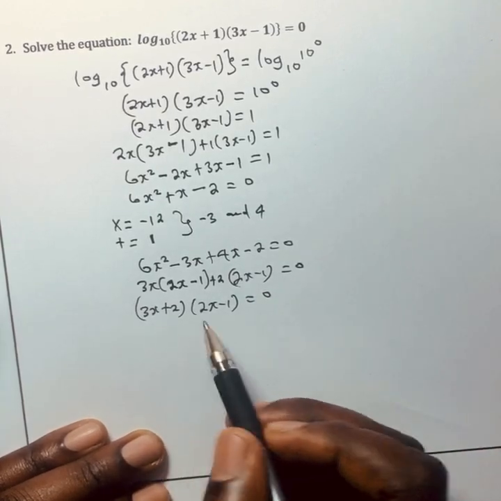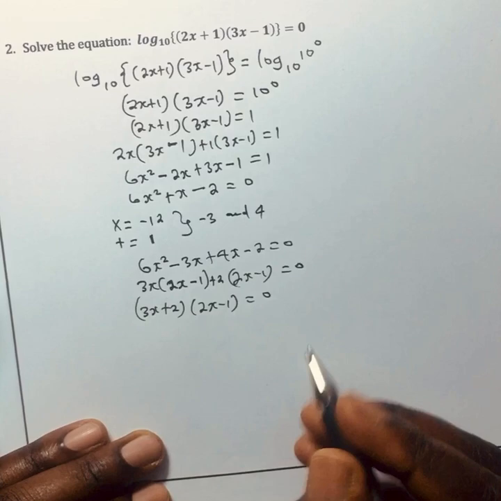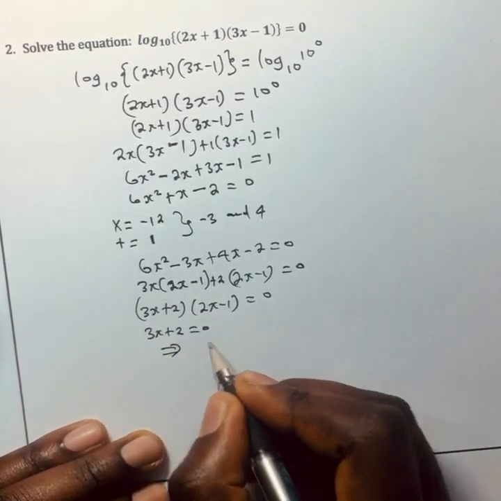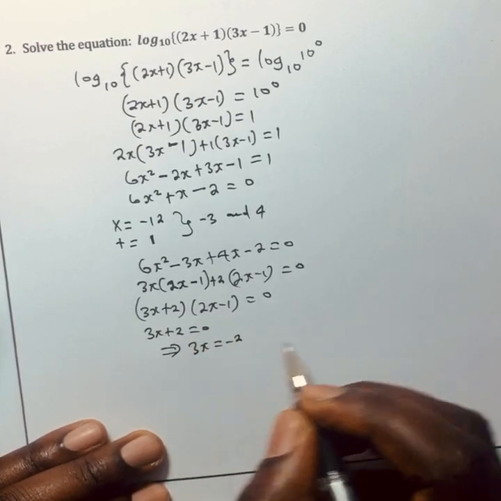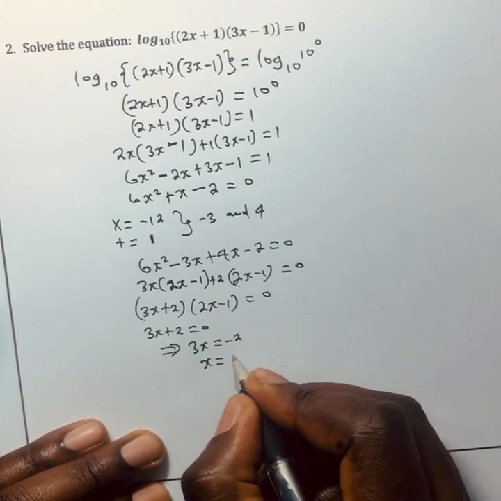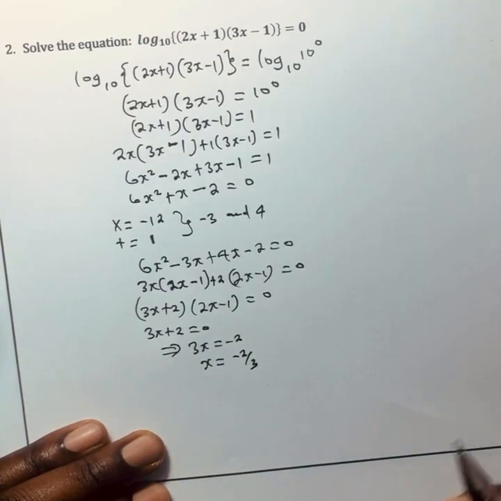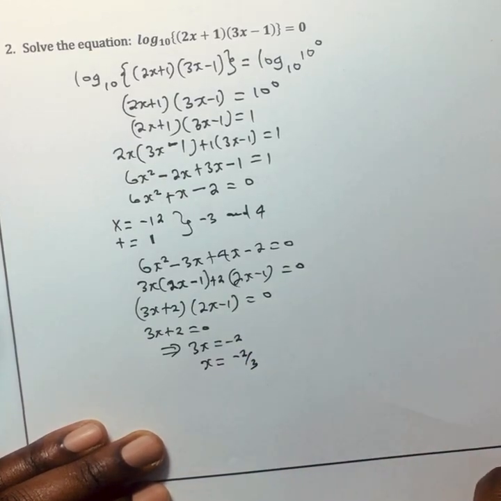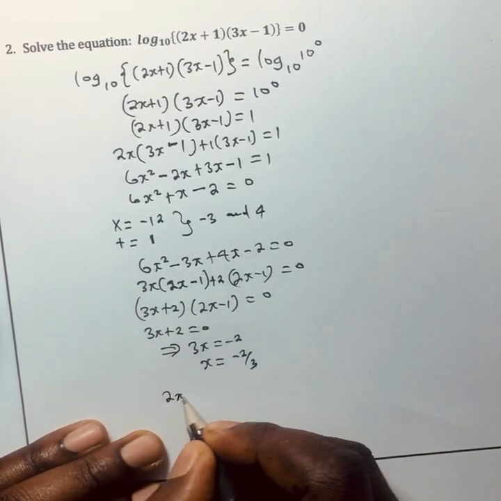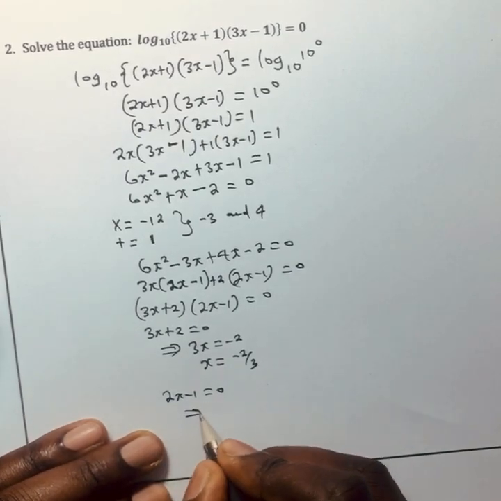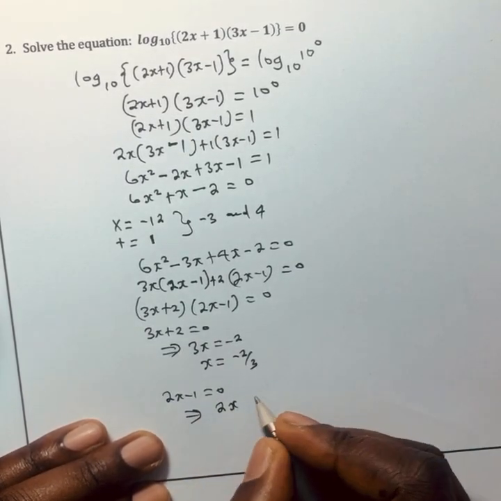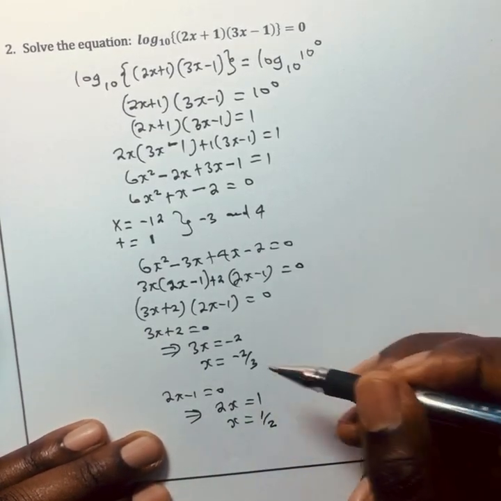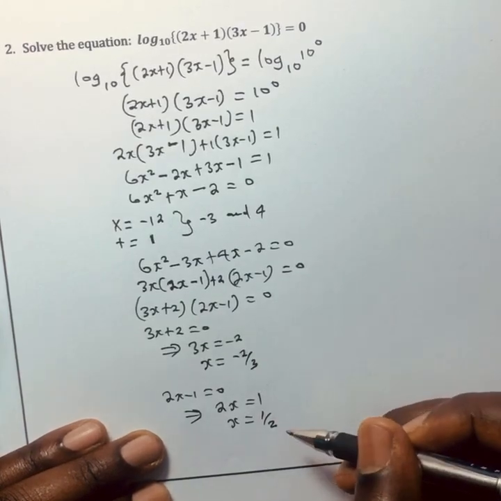So for a product of two numbers to be 0, it means one of them is 0. So if 3x plus 2 is 0, then we'll have 3x is equal to negative 2 and x is equal to negative 2 over 3. And if we take that 2x minus 1 is the one that is 0, then that means we are going to have 2x is equal to 1. So x is going to be 1 over 2. So x is either negative 2 over 3 or 1 over 2.